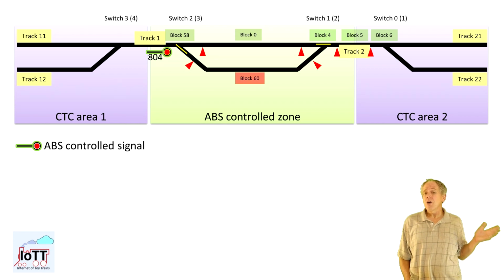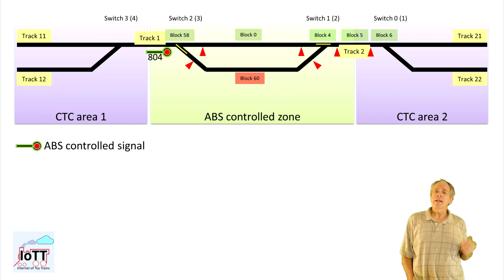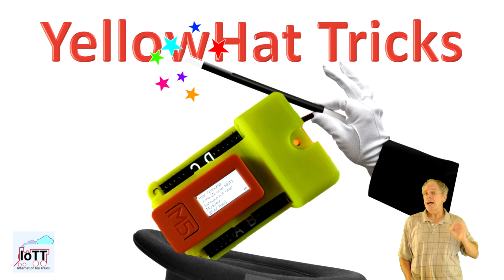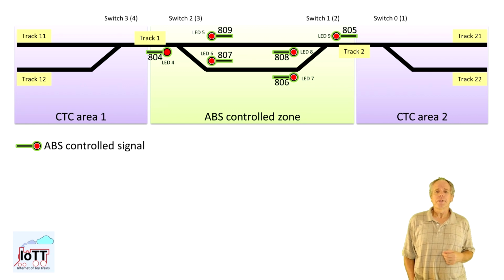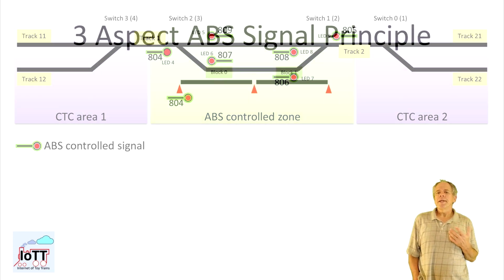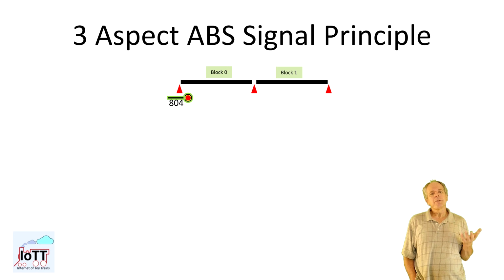That looks like a complex situation, and we certainly have to employ some magic hat tricks to implement it using a YellowHat. So let's get started with that ABS zone. When implementing ABS signaling, I find it best to always think about it from the perspective of the signal mast.